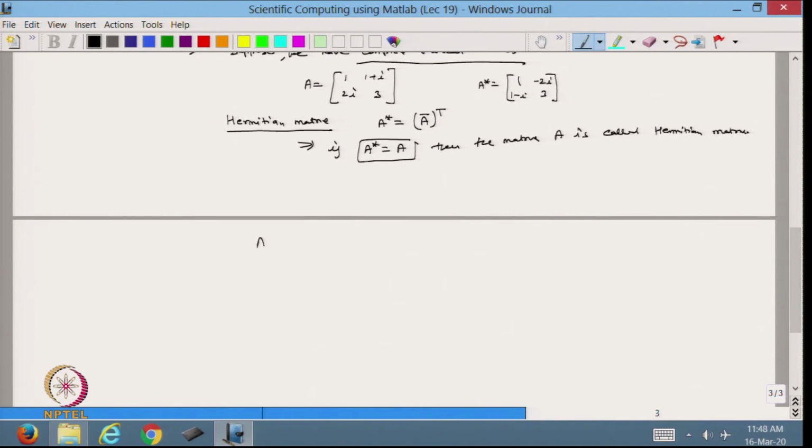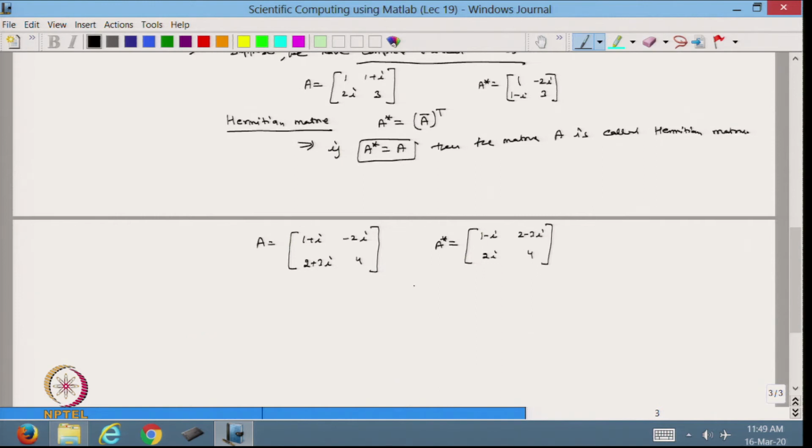For example, I have A. Suppose I take here 1, plus i, minus 2i, and 2 plus 3i and 4. Now, if I want to define A star, A star will be 1 minus i, 2 minus 3i, 2i, 4.